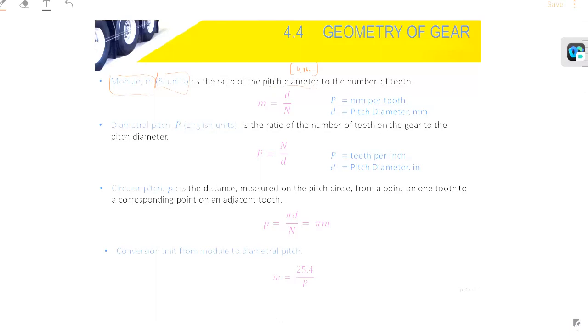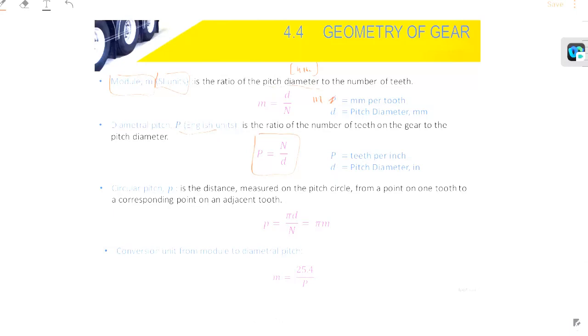Diameter pitch for English units, kita balik dia. Okay, this is D, this is N. D, okay. This is M. So, phi diameter pitch. The unit is teeth per inch.